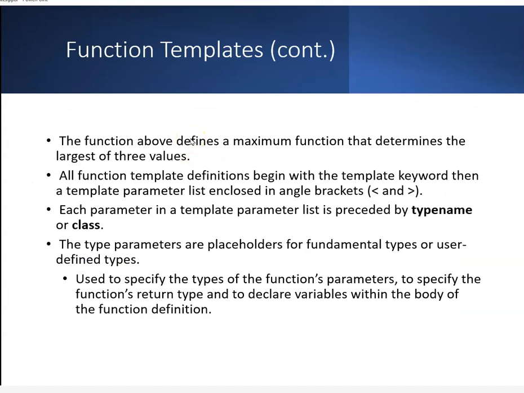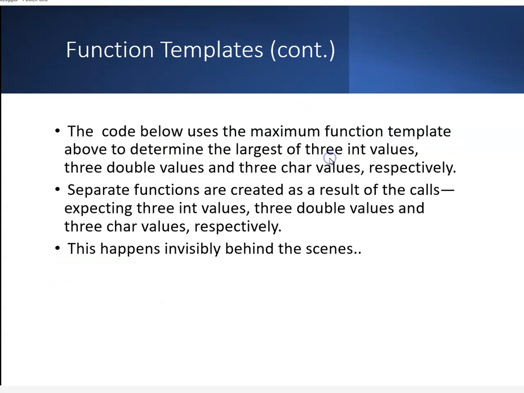So all function template definitions begin with the template keyword, then a template parameter list enclosed in angle brackets. You can't have more than one. Each parameter in a template parameter list is preceded by the word typename or class. And that's for class templates. The type parameters are placeholders for fundamental types or user-defined types. Traditionally, T is used for your first type. It's used to specify the type of the function's parameter at runtime.